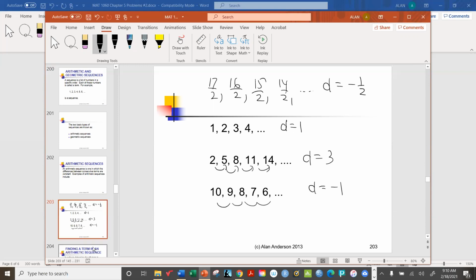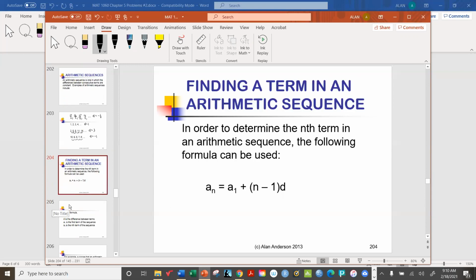Let's look at the first one. Okay, so A1, now remember, A is used to represent a term in the sequence. A_i equals term i in the sequence. The elements in the sequence are often referred to as terms. So A1 means the first term. N, now N is the number of terms, or the number of the term that we're looking for.